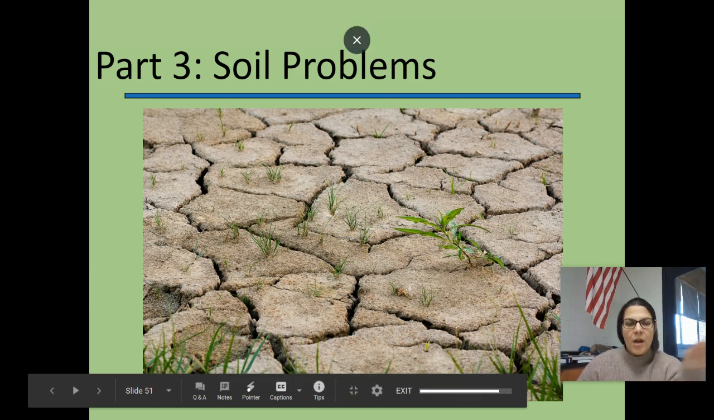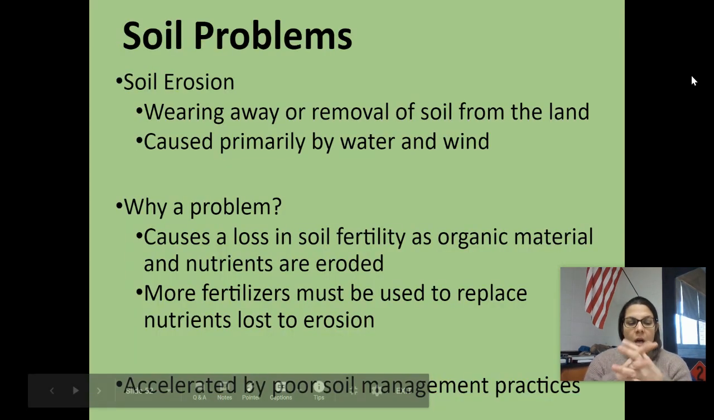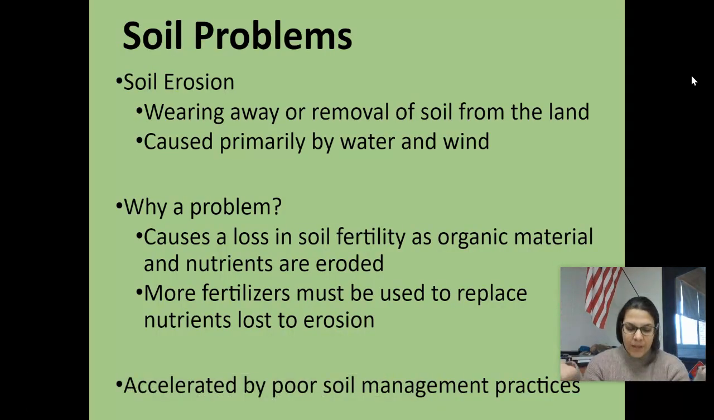Everybody. We're going to do part 3, soil problems. And a big problem with soil is soil erosion. This is a really big problem because, as you guys know, all of these nutrients like nitrogen and phosphorus and potassium come from the soil. Those nutrients are dissolved in water, and then plants can take them up.